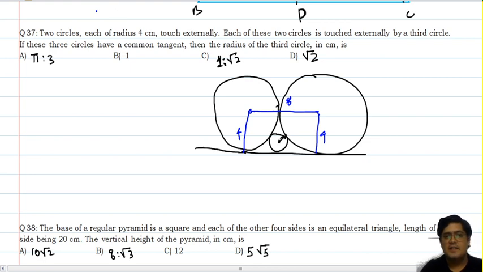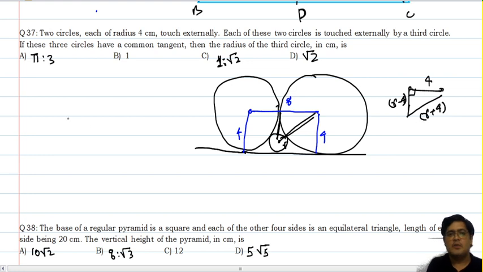Here, this is small r plus 4 and this is small r minus 4. Observe. This is 4 from center to the point of contact here. This is small r minus 4 and this is small r plus 4. This is small r and this is radius 4. This is height 4. So performing squares here should give me my answer. So I have (r minus 4) square plus 4 square is equal to (r plus 4) square.